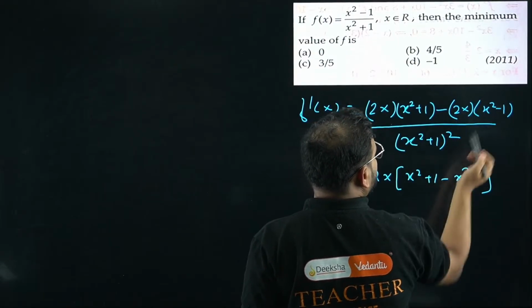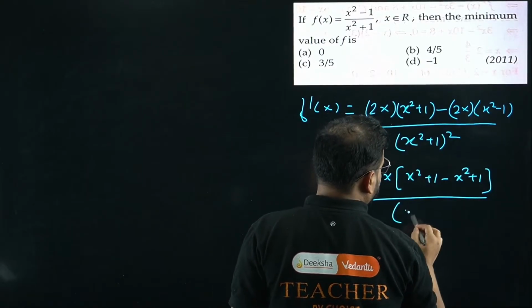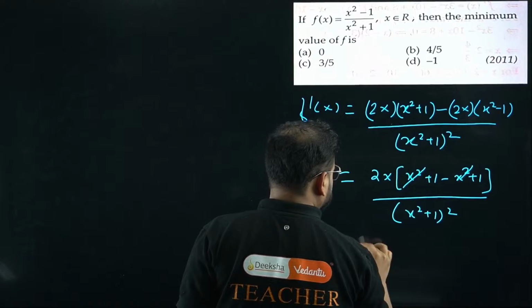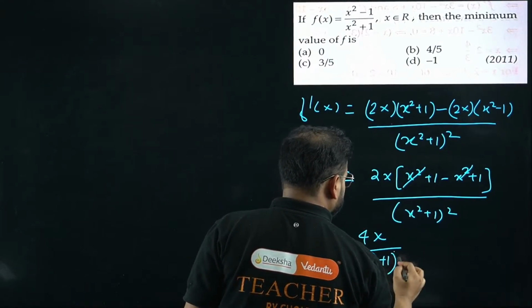Minus x square minus 1, into minus, will become plus 1, divided by x square plus 1 the whole square. Cancel, cancel. Answer is 4x divided by x square plus 1 the whole square.